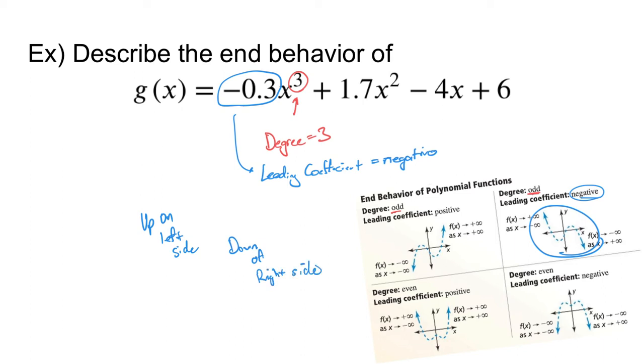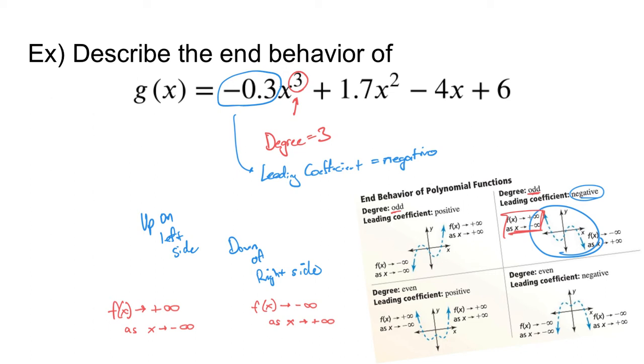Now the fancy way to write that are these terms right here. We would say f of x, that's the y values, approaches positive infinity. That's like pointing up. As x goes towards negative infinity, that's like saying the left side. And down, well, that's pointing towards the down. So that's f of x going towards negative infinity as x goes towards positive infinity. That x going towards positive infinity is like saying the right side.